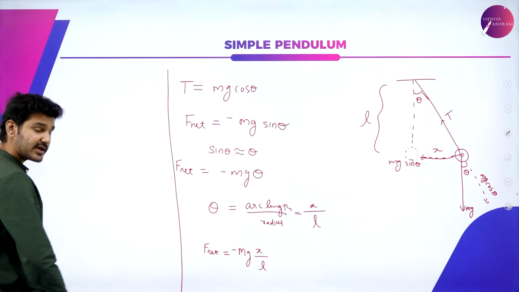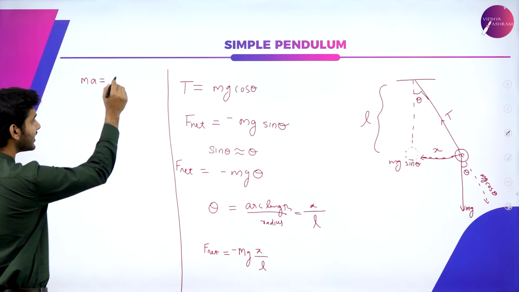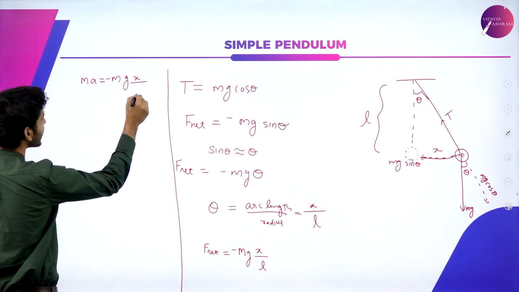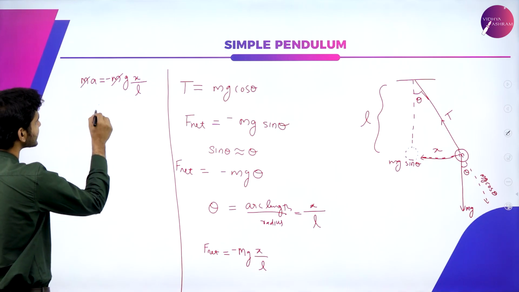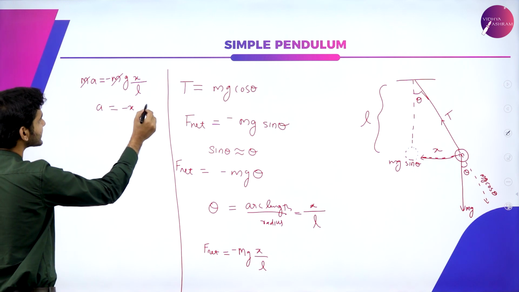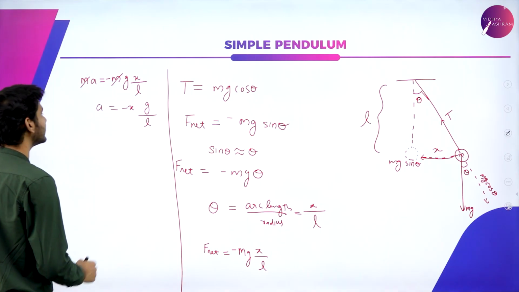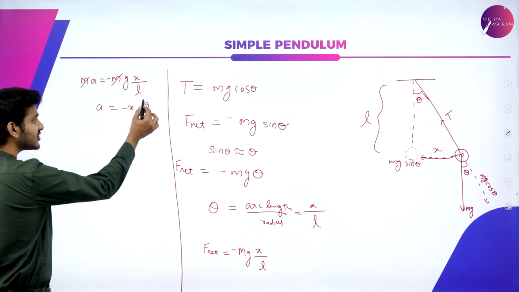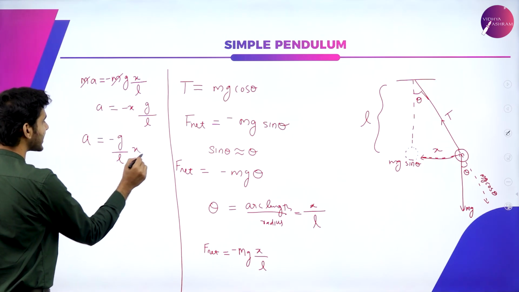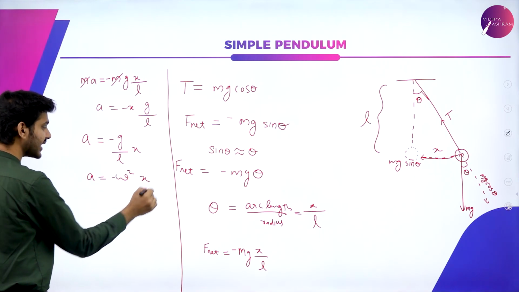In order to find the time period of the simple pendulum, we know that F is equal to ma, which is equal to minus mg x divided by L. So m and m get cancelled. A is equal to, taking g by L common, minus x g divided by L. If you look closely, it is minus g by L into x. That is, A is equal to minus g by L into x, which is again of the form A is equal to minus omega square x.